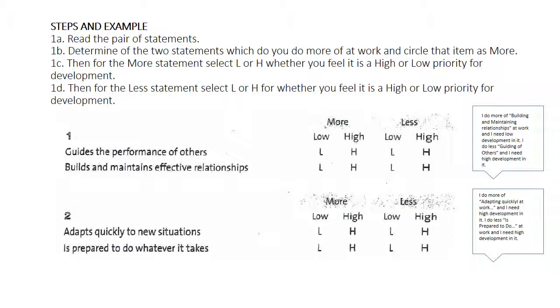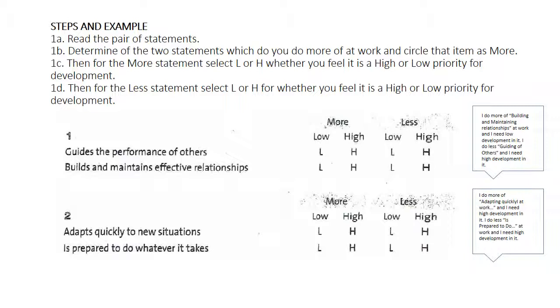Once you've done that, then for the more item, you will select L or H, low or high, whether you feel it is a high or a low priority for your development. And then you'll return to the less statement and select again L or H for it, whether you feel it is a high or a low priority for development. Now let me show you how this works.